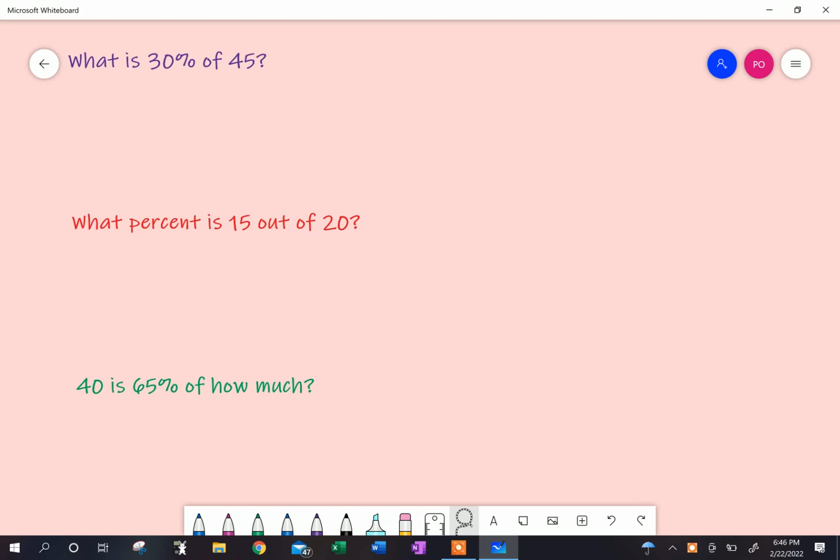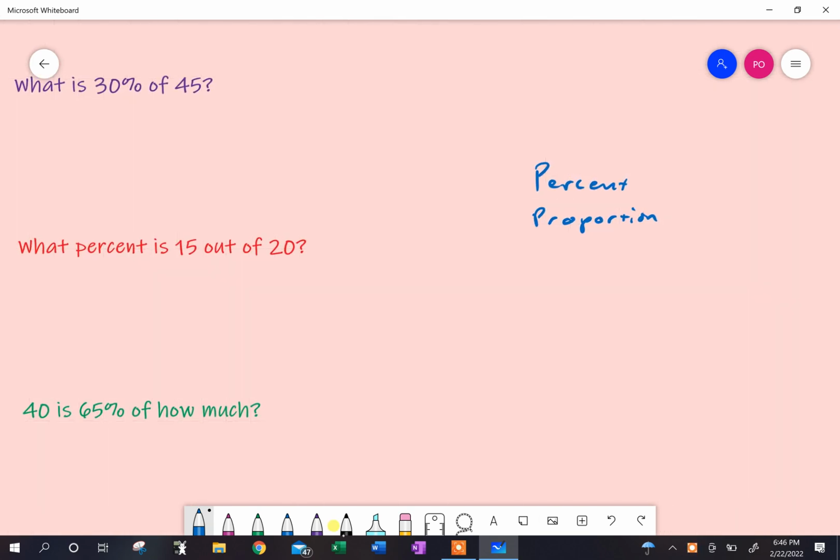I'm going to do a video on something called the percent proportion, and it's pretty much exactly what it sounds like. It's solving percent problems using a proportion. So what you need to know is this.